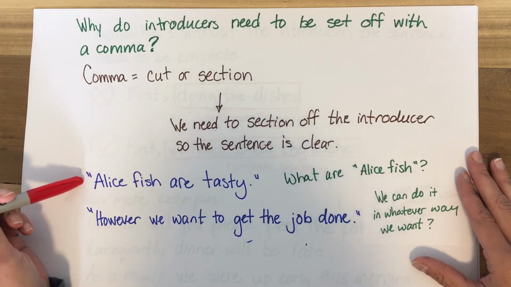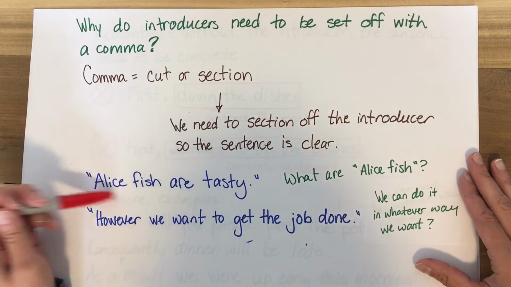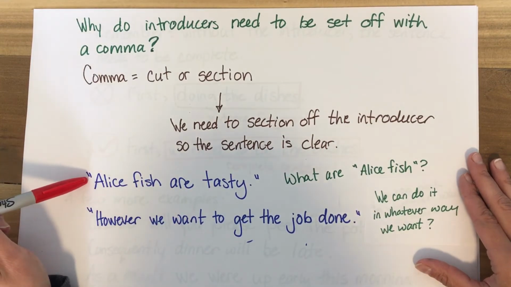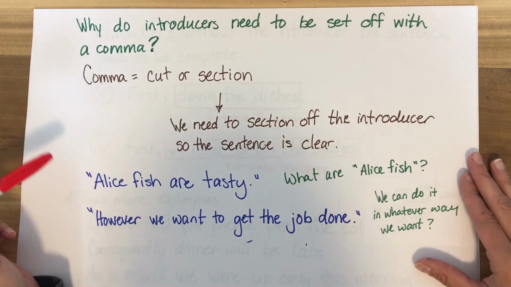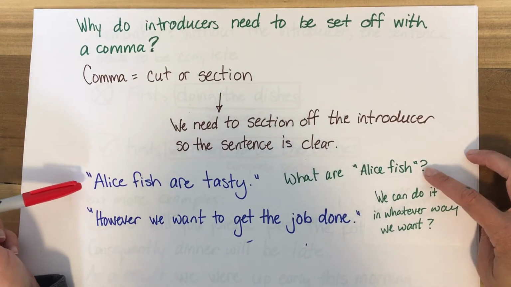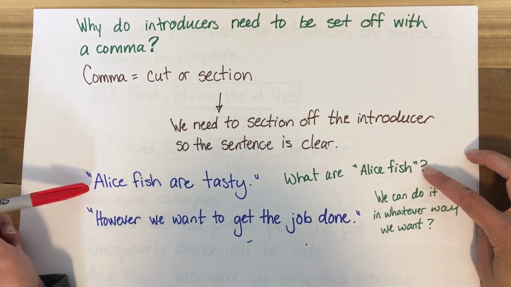So let's read this sentence. Alice fish are tasty. And if we don't put a comma anywhere here to section off that introducer, it looks like we're asking people to eat a dish called Alice fish, like goldfish or salmon fish. Okay, what is an Alice fish? I don't know, because it's not a thing.